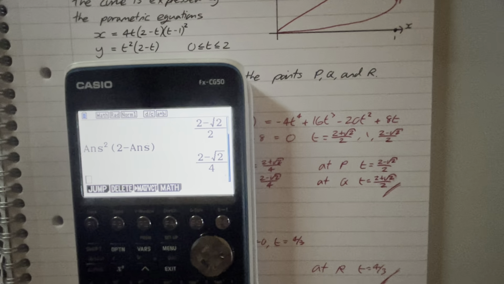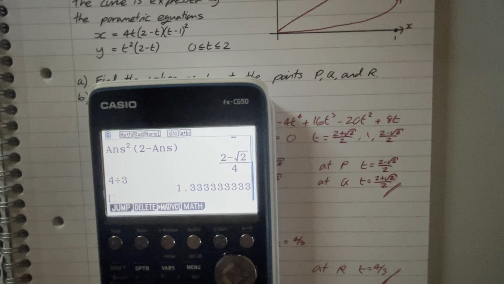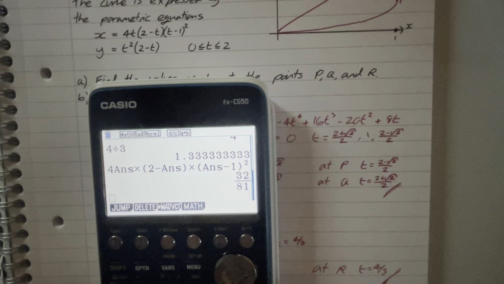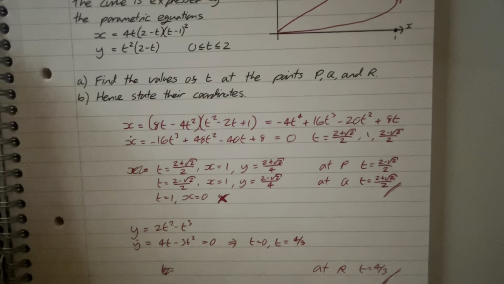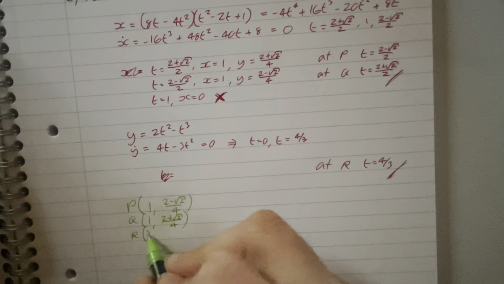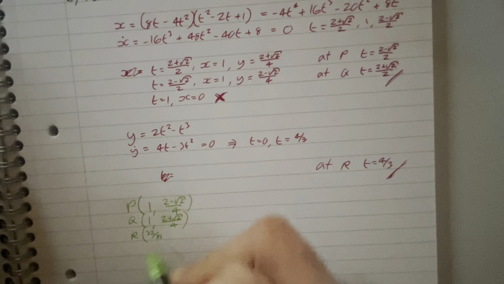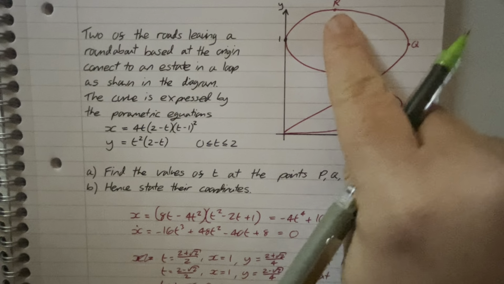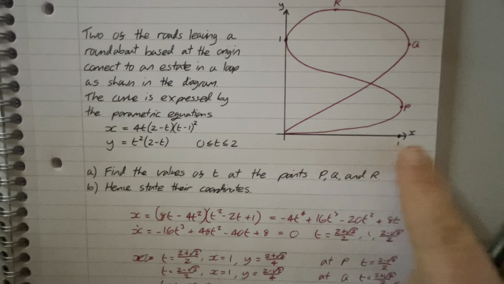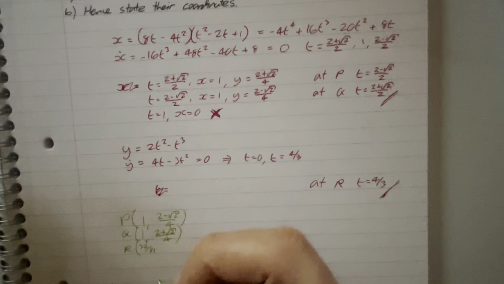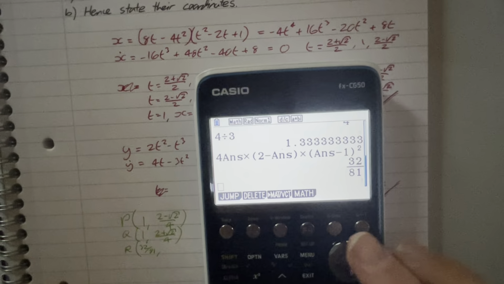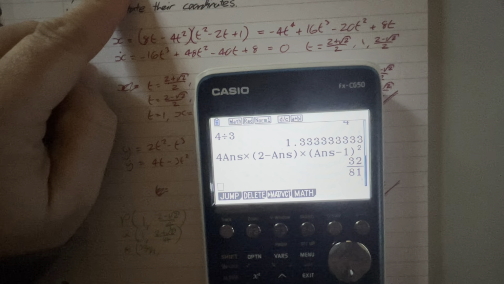So let's do that very quickly, because I'm a little bit pushed for time right now. So 4 times my answer times 2 minus my answer times my answer minus 1 squared is 32 over 81 is my x coordinate. Yeah, so looks kind of like right. It's not quite halfway, is it? So halfway between 0 and 1 in the x direction. So kind of fits with the graph. So I'll go with it. I don't actually know the answer. So if I'm wrong, leave a comment.